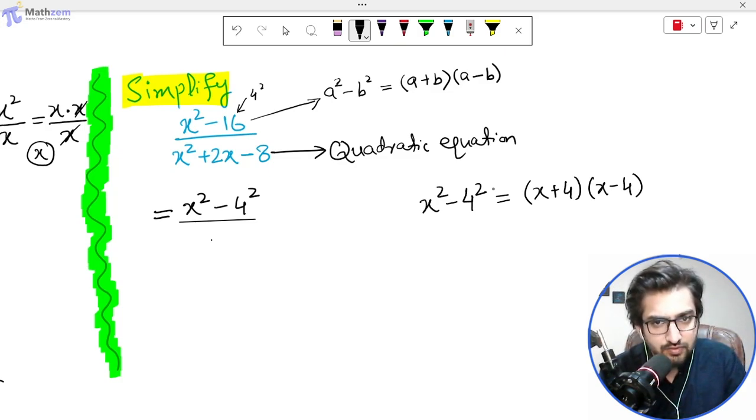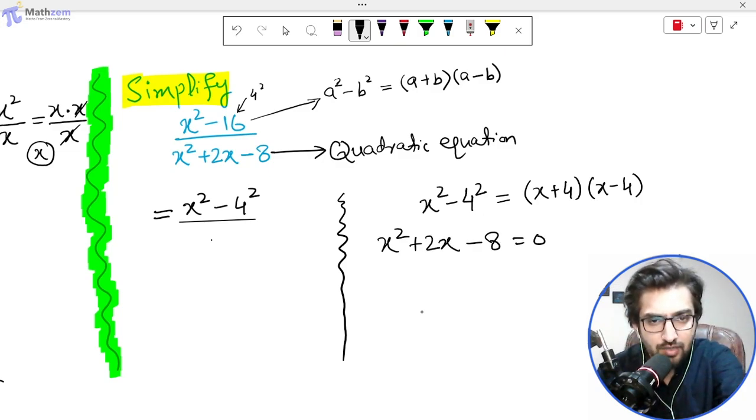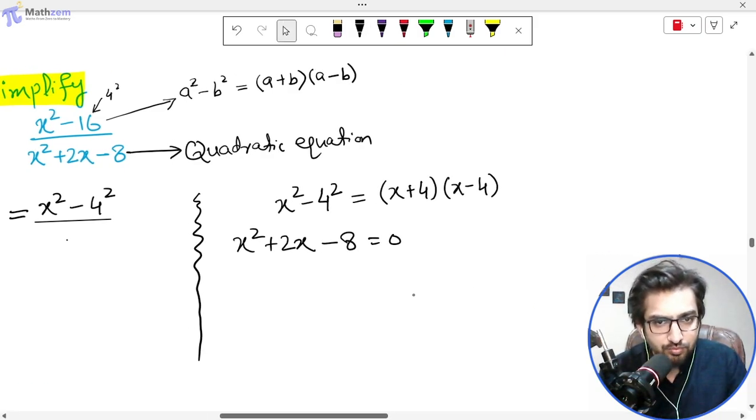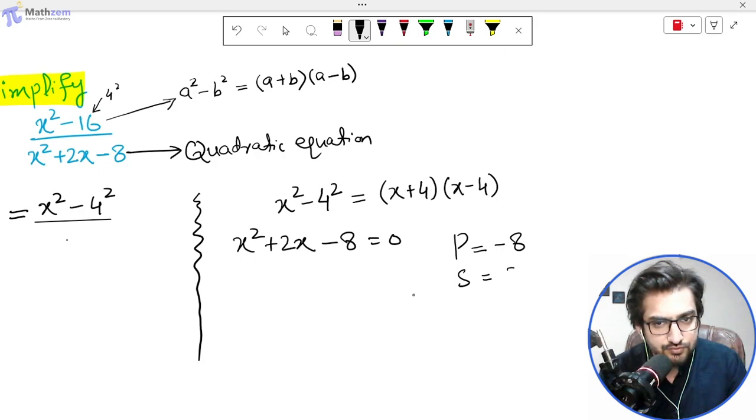And now let's solve that quadratic equation, which is x square plus 2x minus 8 equals 0. Let's do that by factorization. The product is minus 8, the sum is equal to 2. So let's find a pair: when we multiply them we get minus 8, and when we add them we get plus 2. 4 and minus 2 is the pair.